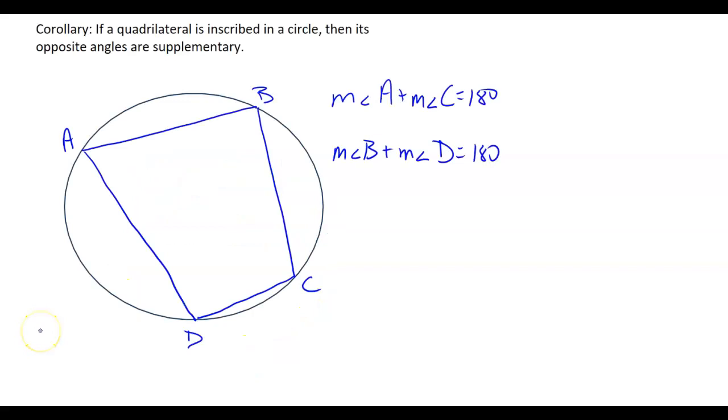All right, here's another corollary. If I have a quadrilateral, that means 4 sides, inscribed in a circle, then its opposite angles, so B and D, will add up to 180, and A and C will also add up to 180.